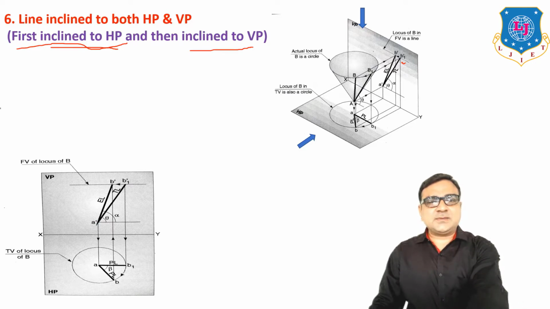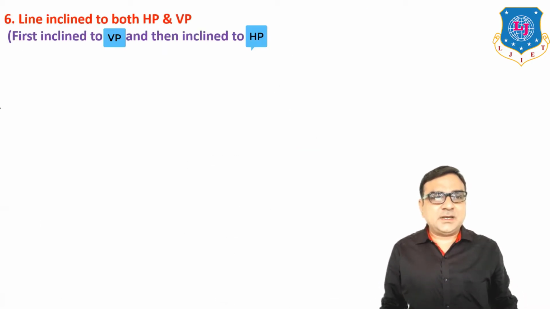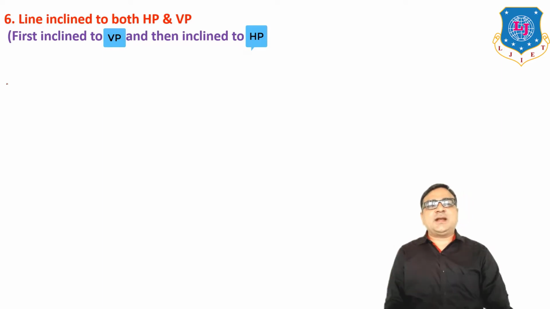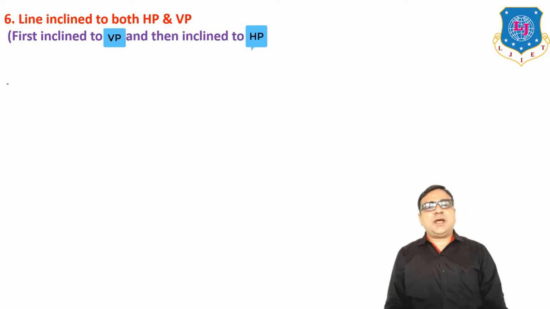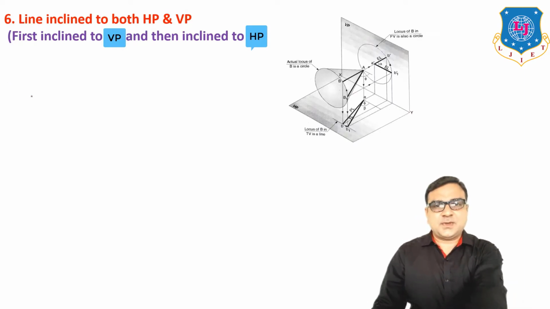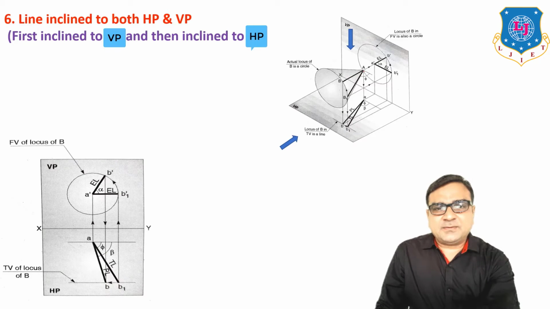Now for case number 6, we have another way. Now another case is when the line is inclined to VP and inclined to HP. So this is our line. The first position, front view and top view projections, are shown here. If we take the first line AB1, which is already inclined to VP and parallel to HP, its top view will be AB1, true length, and the front view A dash B1 dash.